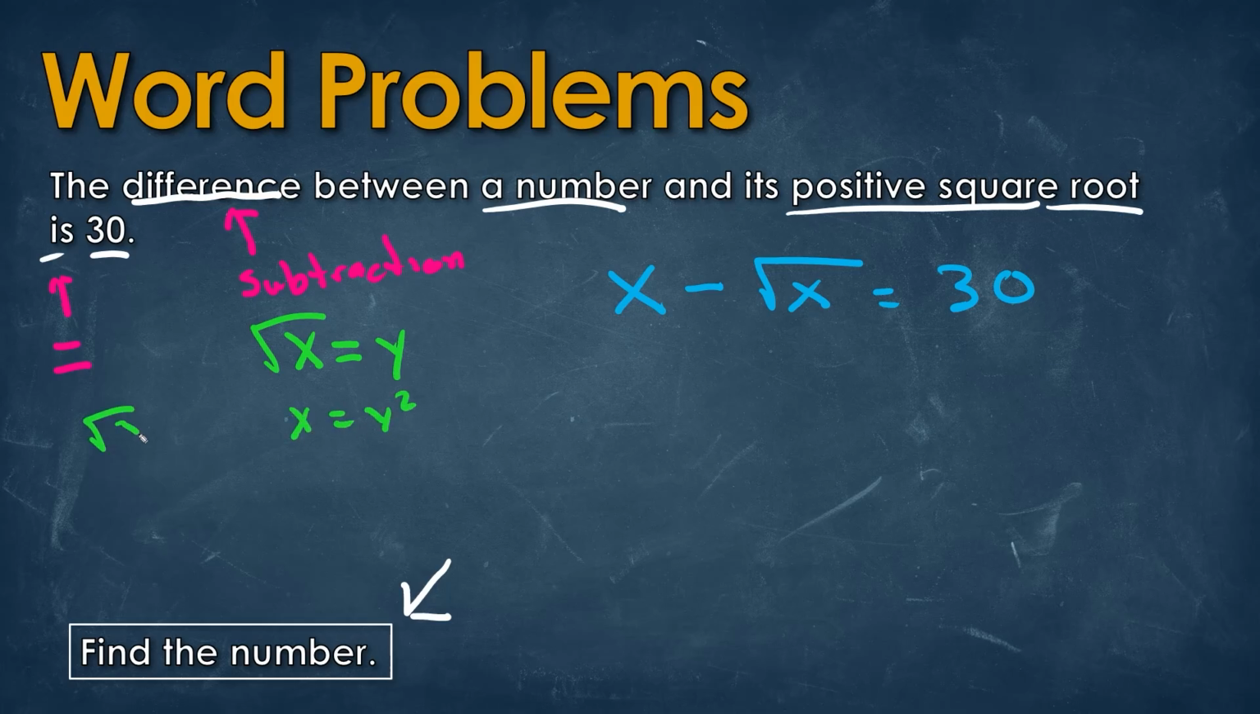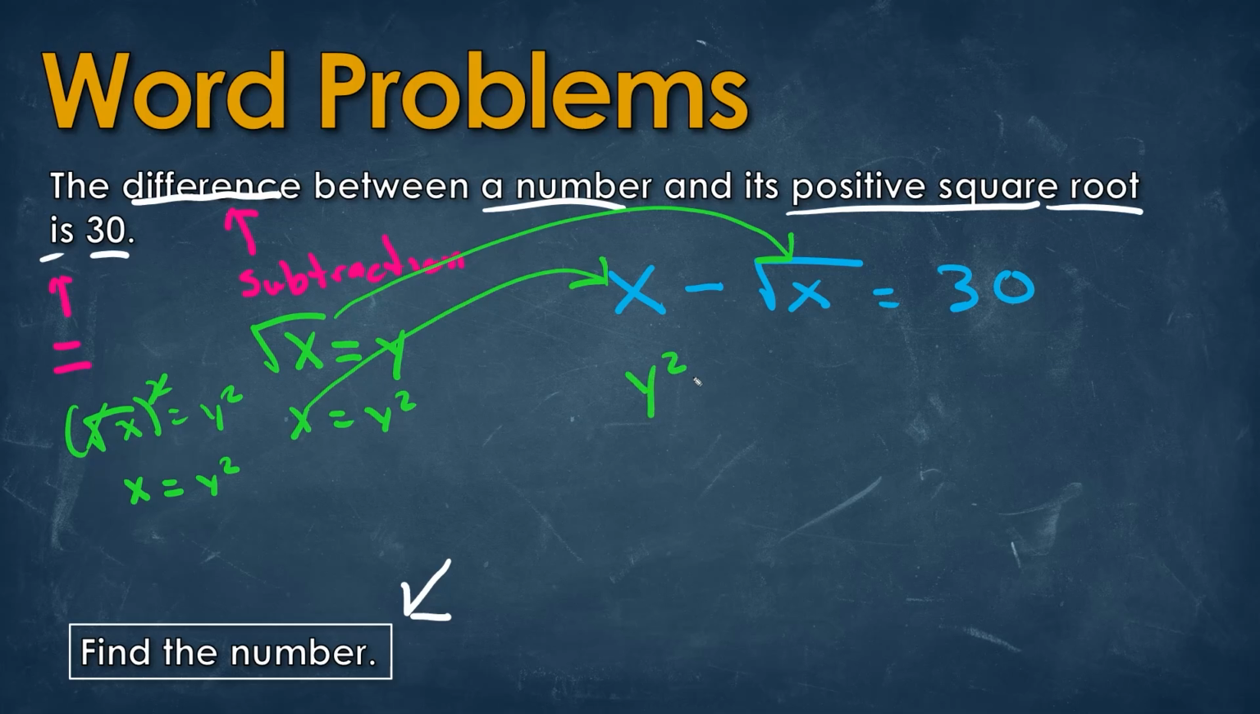The reason why is that if we square both sides, the square root and the squared will cancel out, so we'll be left with x is equal to y squared. So we can plug this in as y here, and plug this x in as y squared here. So we'll have y squared minus y is equal to 30. Subtract 30 on both sides, so that we'll have y squared minus y minus 30 is equal to 0.